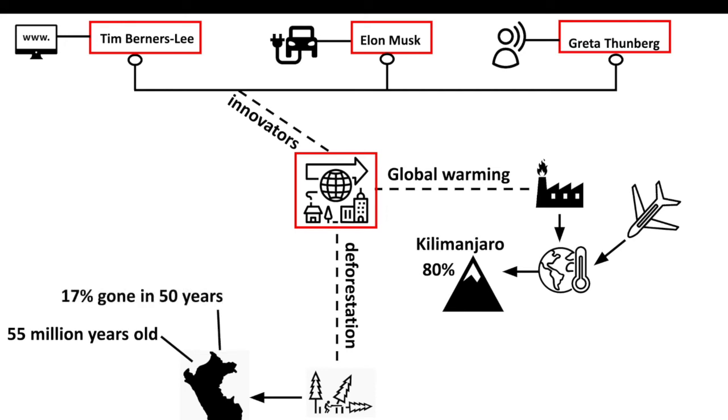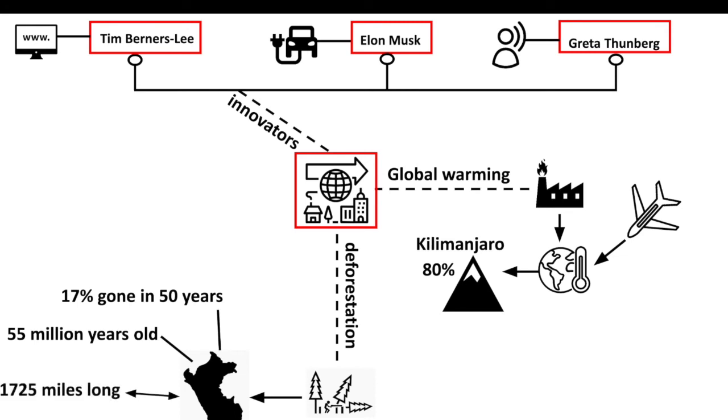Over the last 50 years, 17% of the rainforest has gone. It's been chopped down. And more recently, at a rate of 36 football pitch sized areas of forest per minute have been taken down in the rainforest. Okay, it's really quite shocking.